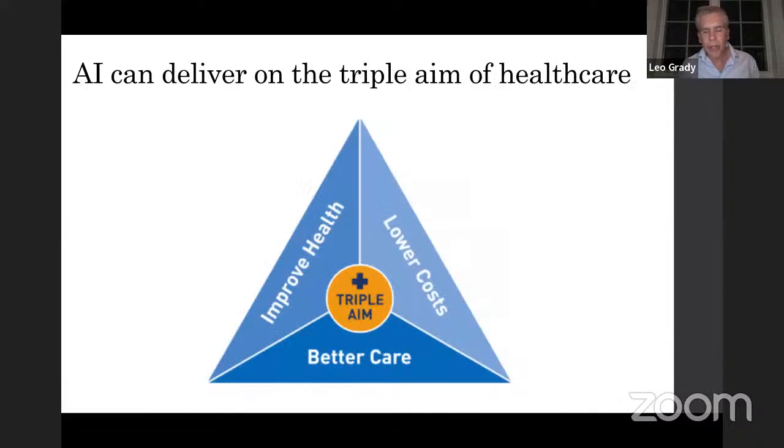Technology plays a big role in that, and I believe AI can play an outsized role in delivering on how to scale healthcare: better quality, lower cost. Sometimes people talk about the triple aim of healthcare: better care, lower costs, and better patient experience. And I believe AI can really deliver on all three.